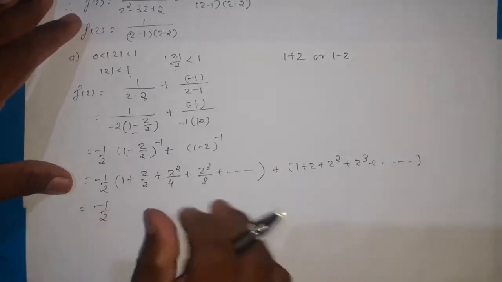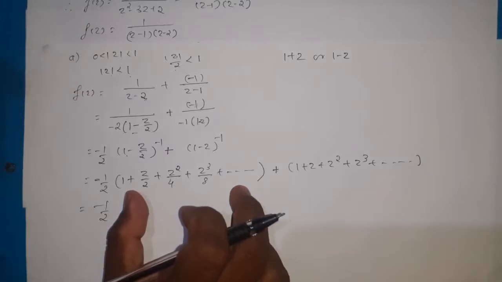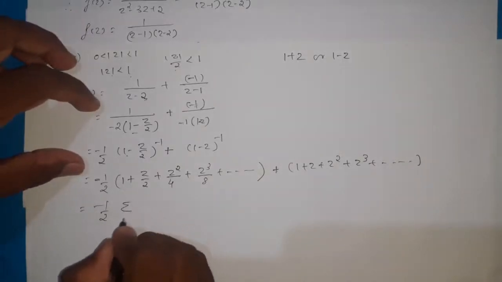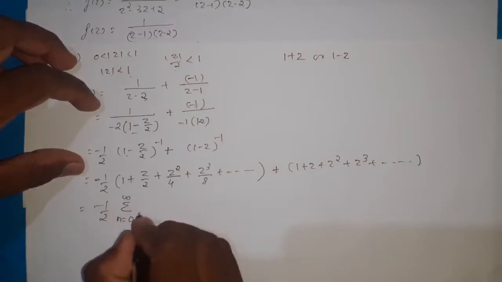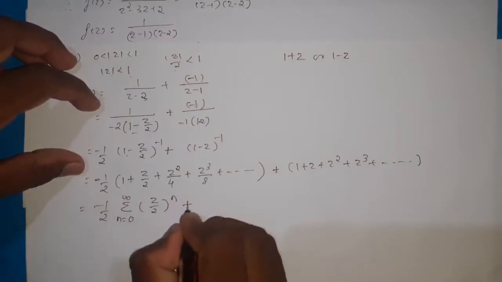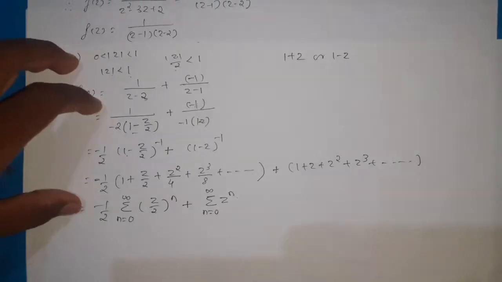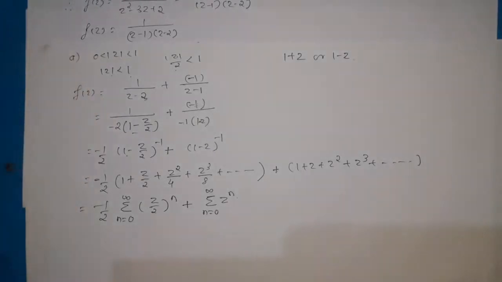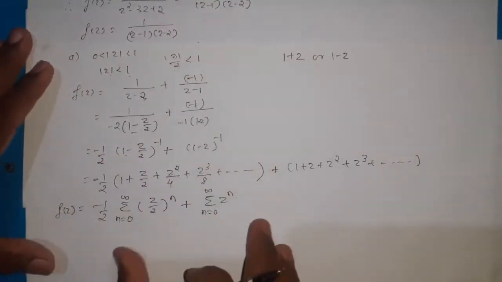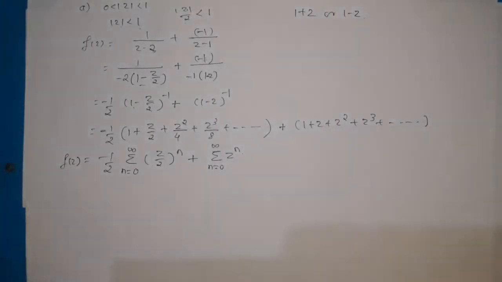Now minus 1 by 2, and we can write this expansion in the form of a series, that is minus 1 by 2 summation over n equal to 0 to infinity z by 2 whole power n plus summation over n equal to 0 to infinity z power n. So this is the expansion of the function in the first region. In the first region the series is a Taylor's series, because whenever the expansion contains only positive powers of z, that series is a Taylor's series. If the expansion contains both positive and negative powers of z, then it is called a Laurent series.